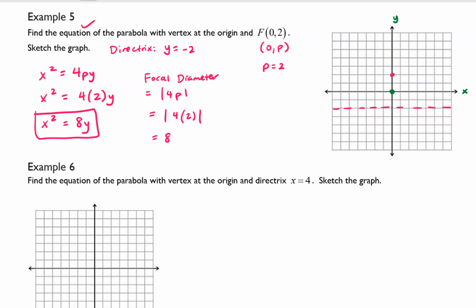That tells me that the distance between the graph of the parabola here and here around the focus, we know that this distance is 8 units. So that's how I knew to place those ordered pairs there, and then I can go ahead and connect my graph through those. So my parabola is going to look something like that. And that concludes example 5.